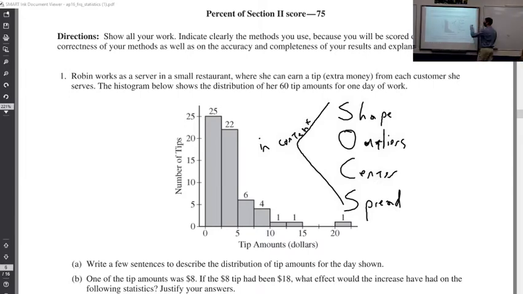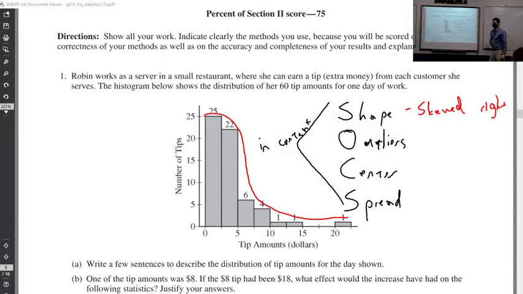Shape of this distribution. The shape of this distribution is skewed, and the tail that is causing the skewness is on the right side. So this is skewed right. Since the shape is skewed right, usually that means we use the median as our measure of center. But first, let's talk about outliers.